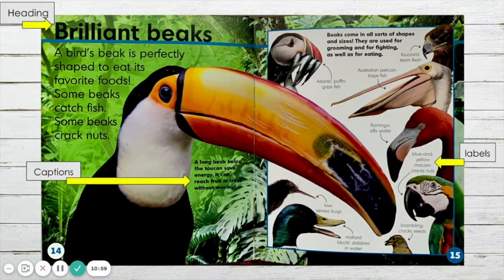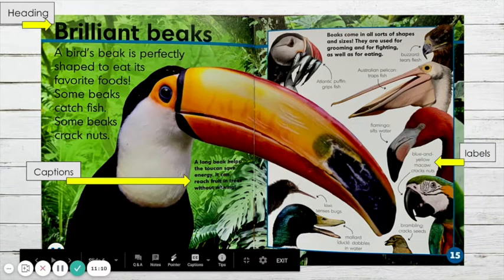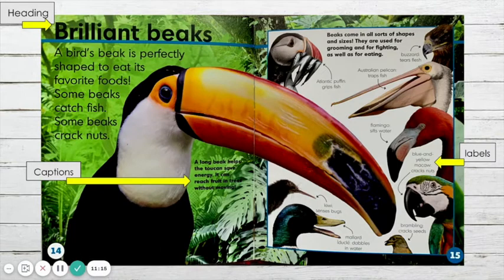This says, a long beak helps the toucan save energy. It can reach fruit and trees without moving. What information does this caption teach us about the toucan? That's right. It tells us that this beak helps the toucan save energy because it's long and it can reach that fruit. If we didn't have this caption, we wouldn't know that. We would see this picture, but we wouldn't have that information.